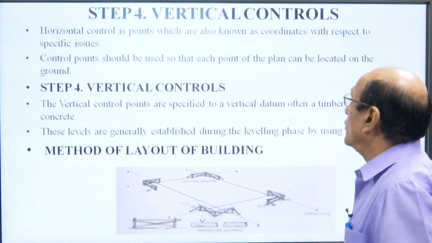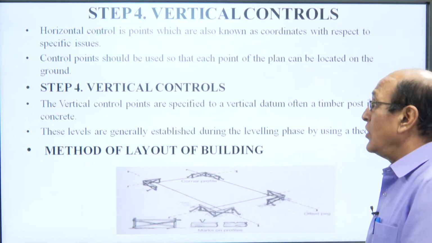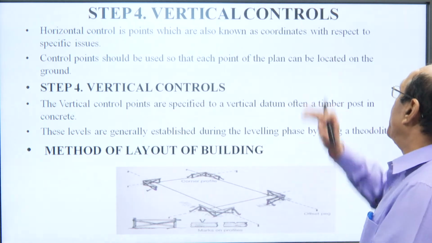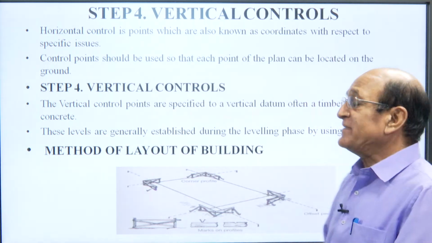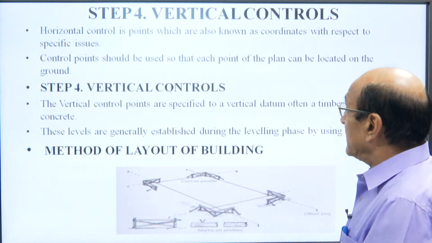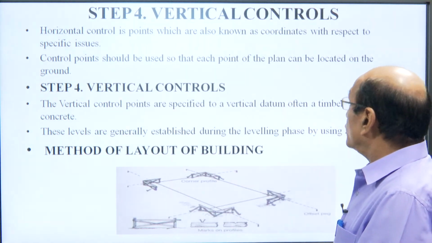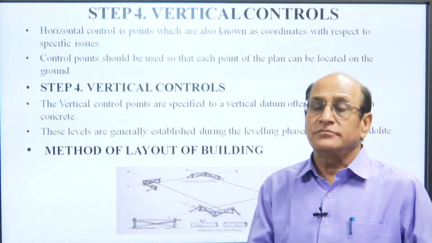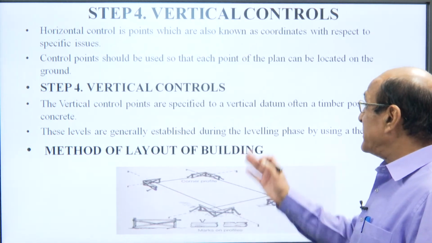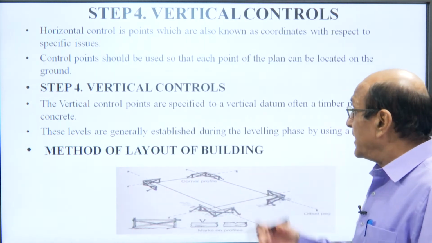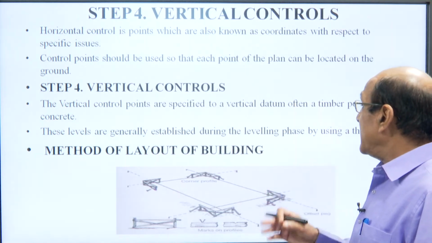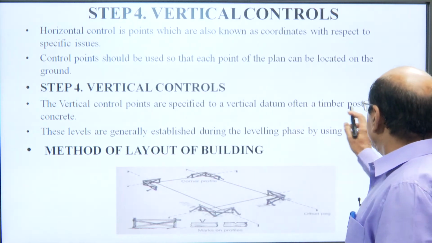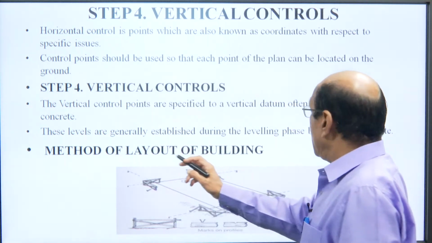Now, the vertical control, the fourth step is vertical control. Horizontal control points are also known as coordinates with respect to a specific datum. Control points should be used so that each point of the plan can be located on the ground. Fourth step, vertical controls. The vertical control points are specified to a vertical datum. Often a timber post is set in concrete.